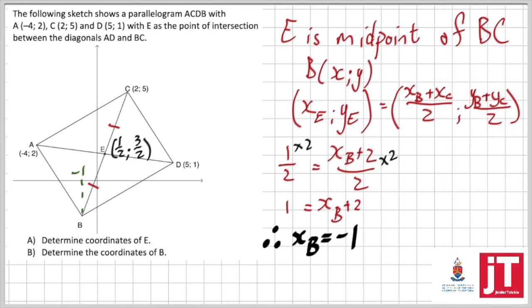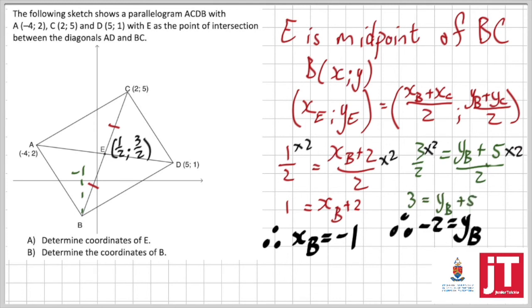Next up, I'm going to do exactly the same. I'm going to repeat this process by looking at the y values, substituting in and solving. So I've got a y value of -2. Does it make sense? Yes, it does.